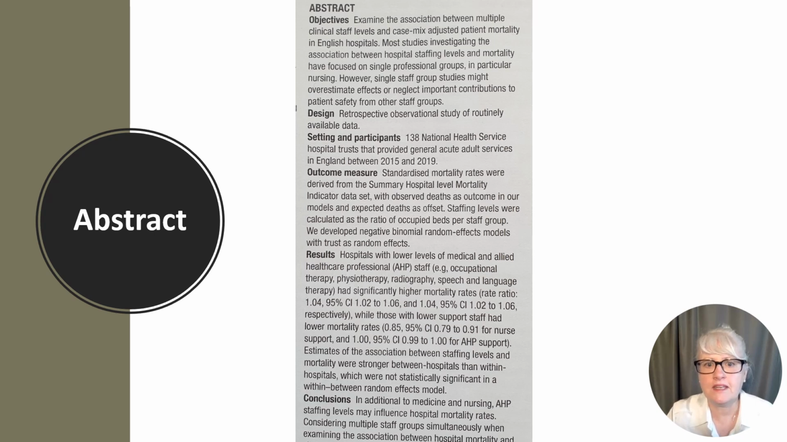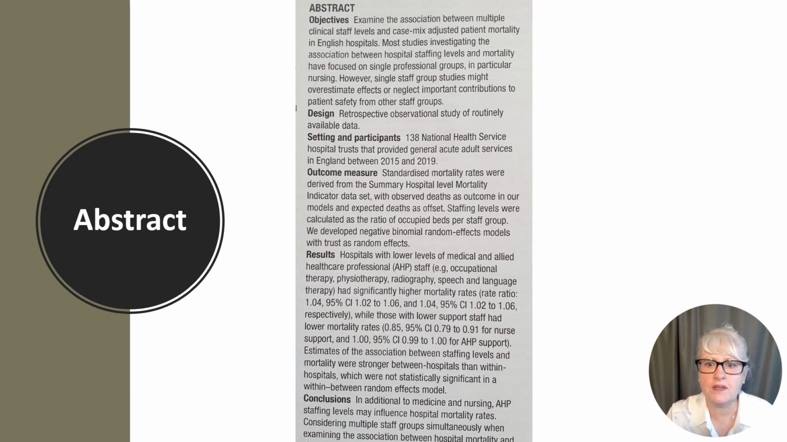Essentially the researchers collected data that was readily available in hospitals, and staffing levels were calculated as the ratio of occupied beds per staff group. There are different ways of calculating staffing levels, but this was their chosen method. Statistical analysis uses descriptive statistics to describe key characteristics of the data, and the researchers also use statistical modelling using multiple regression models to explore relationships between data sets. Regression analysis aligns with quantitative data analysis, and it's used to assess relationships between variables.